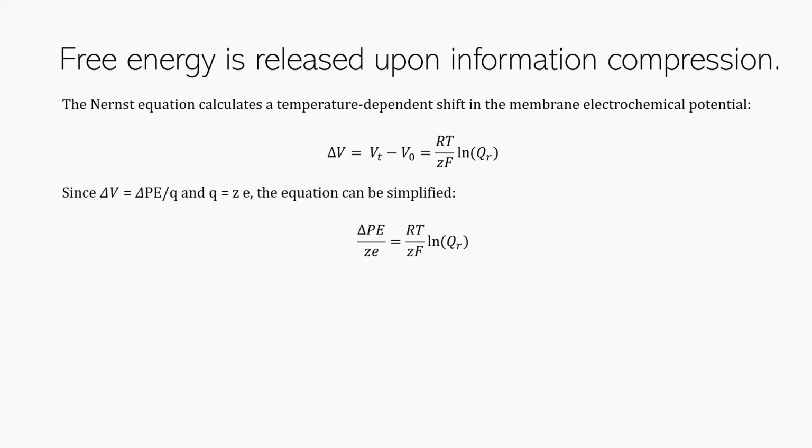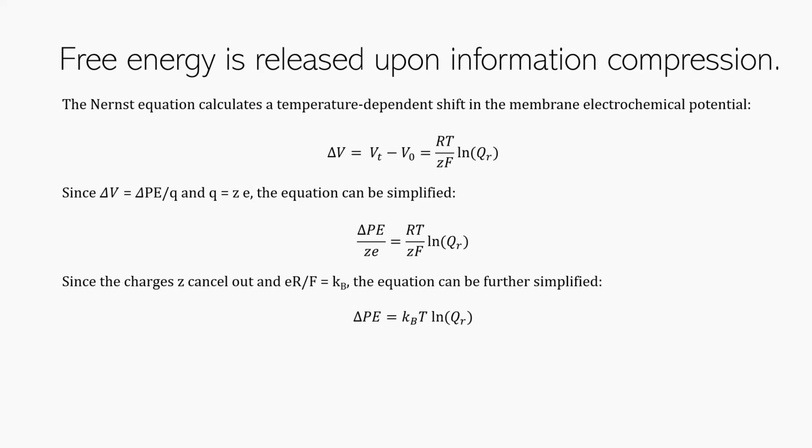And since the change in voltage equals the change in potential energy over charge Q, and charge Q equals the valence of the ion Z times the elementary charge E, we can simplify the equation. And since the charges Z cancel out, and ER over F equals KB, the Boltzmann constant, the equation can be further simplified.